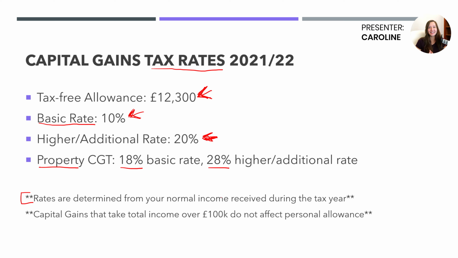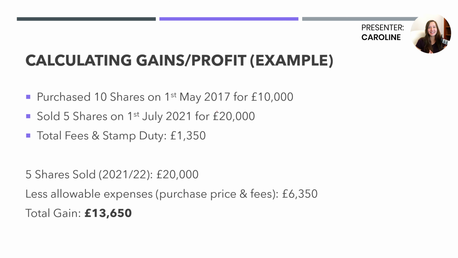So it depends on your regular earned income, like how much salary you received. And even if the capital gains that you receive take your total income over the £100,000 threshold, it wouldn't affect your personal allowance for the year. So your personal allowance is your normal tax-free allowance on earned income. So for the current year, that's £12,570.